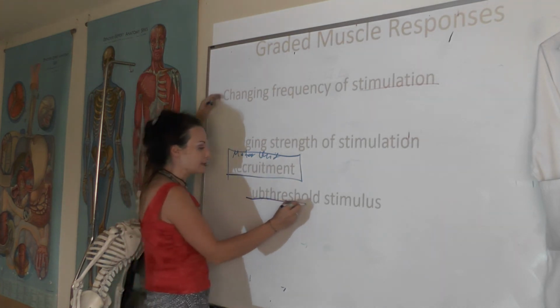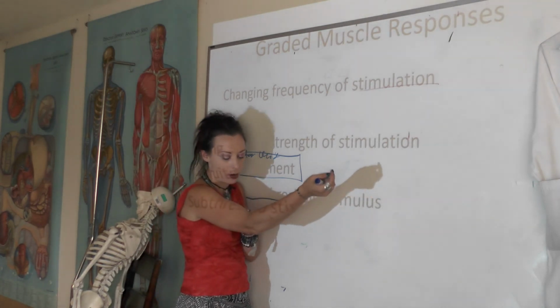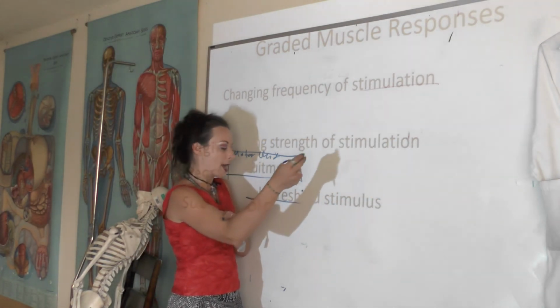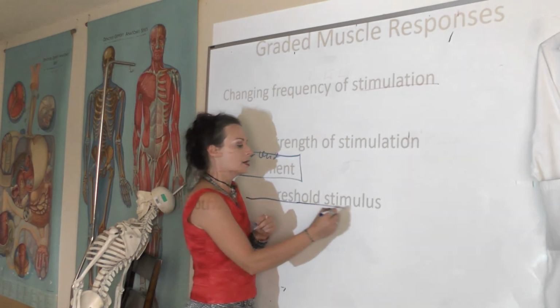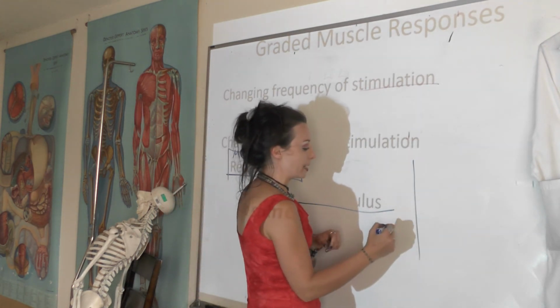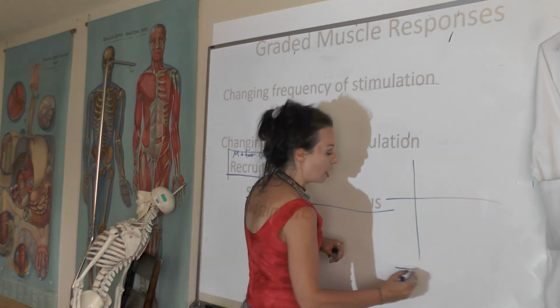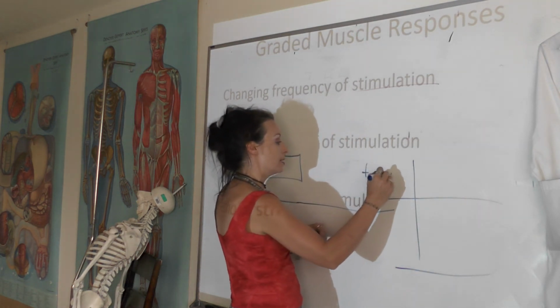Let's say what I'm doing is that I've taken out a biceps brachii and I hook it up to this tension meter. Now I'm going to have two graphs. On the top graph I have tension.